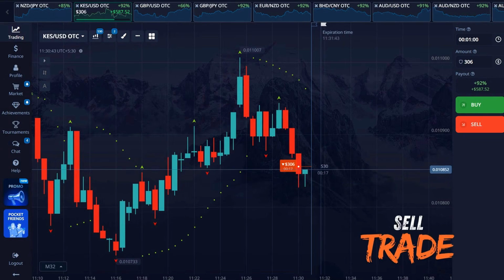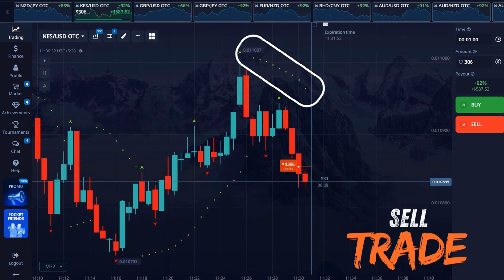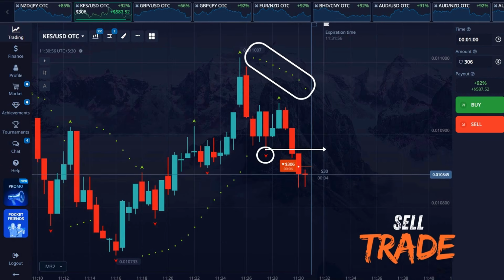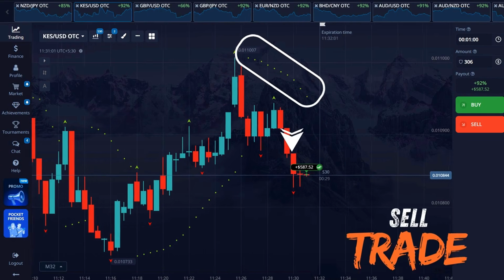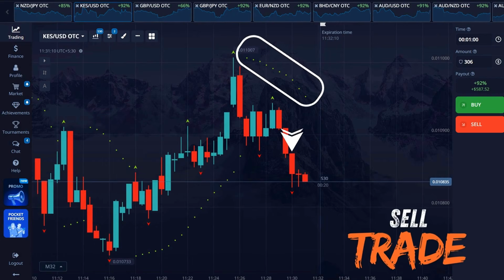Now here's how to take a sell trade. Parabolic SAR dots must be above the candles, confirming a downtrend. Wait for the candle to close below the last lower fractal. When that happens, and Parabolic SAR dots are still above, enter a sell trade at candle close.